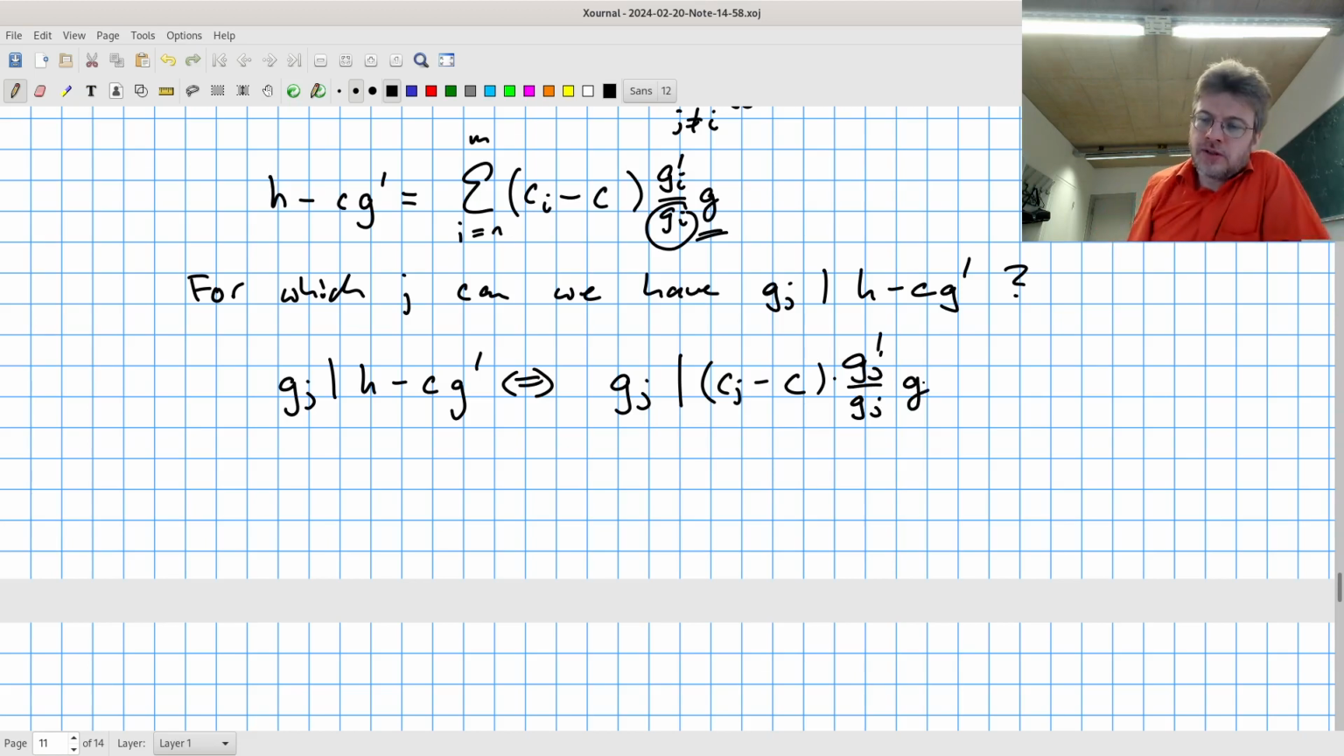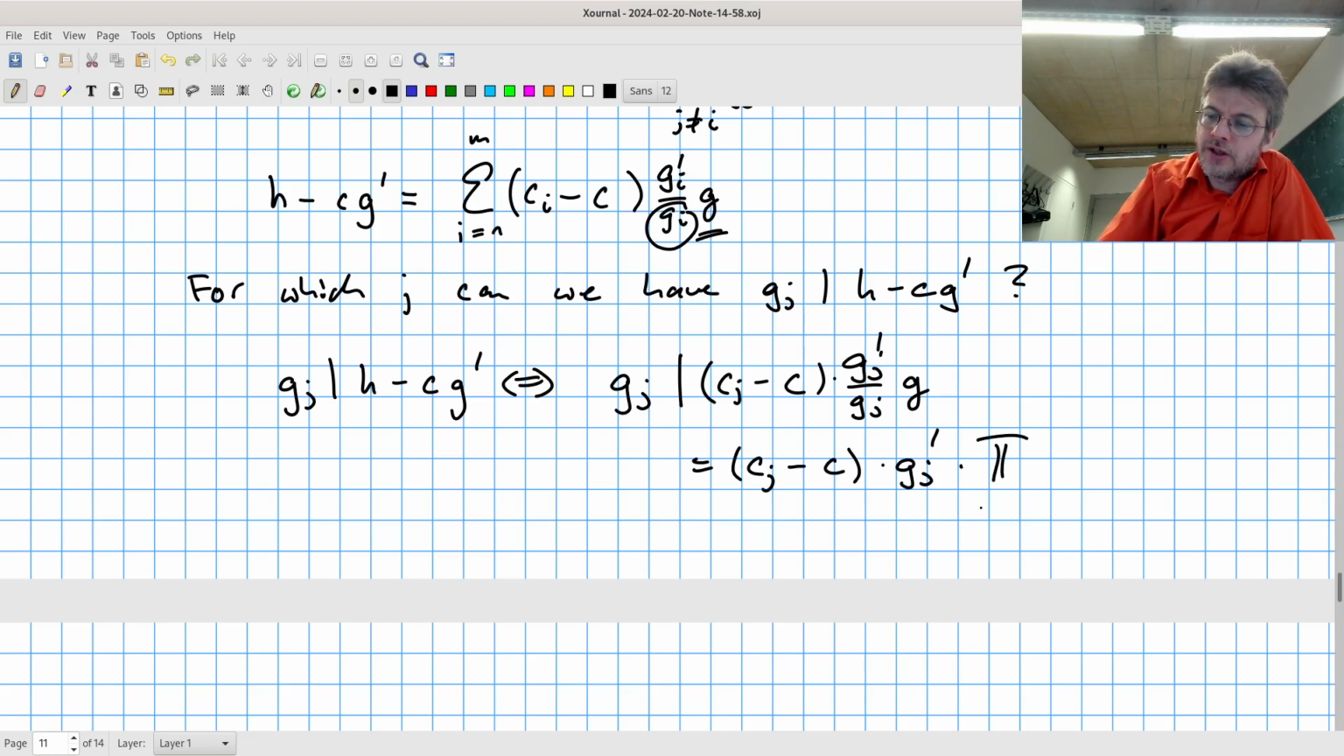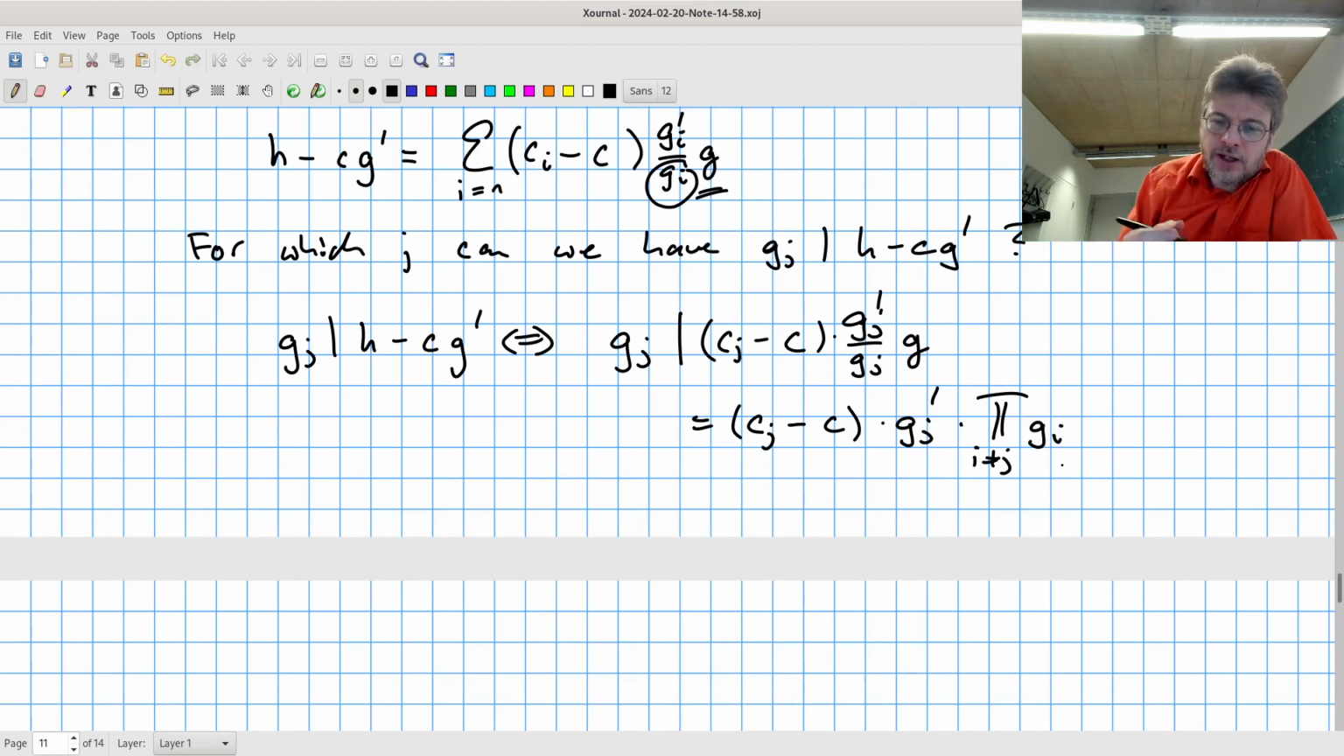Okay, but now let's make this again explicit. So this thing here is cj minus c g prime times the product of all i different from j. Sorry, I've exchanged i and j now, but I'm sure it doesn't cause too much confusion. So gi for all j. And now consider this polynomial.